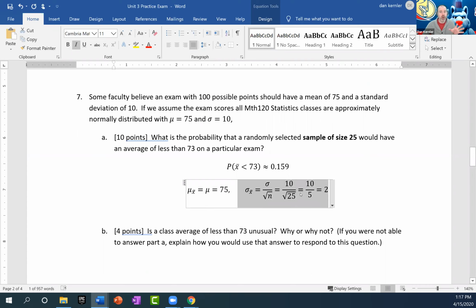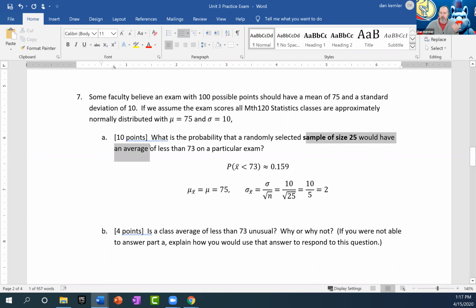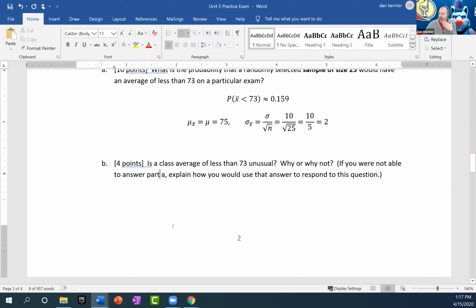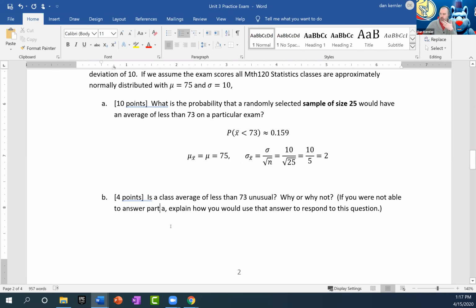And the way you know how to do that, and this is one of the sections, you're going to get a problem like this. The way you know is it's going to tell you, find the probability that a randomly selected sample would have a mean, or in this case, I wrote average. Next here is a class average of less than 73 unusual.